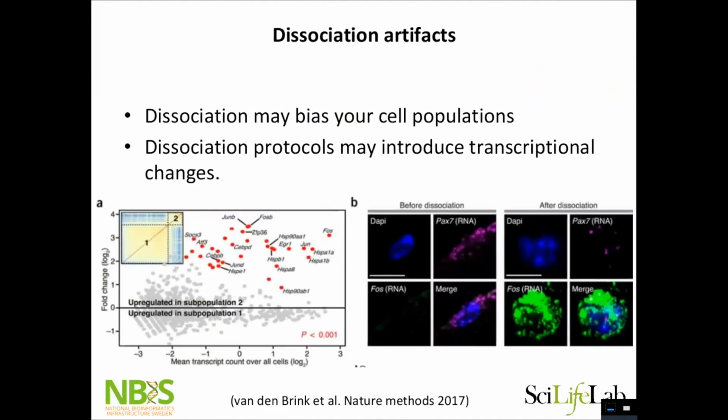And there is also a problem that you might get artifacts from the dissociation protocols. So this is one study where they showed actual induction of some genes during dissociation. They basically stained cells before and after dissociation, and you can see that there are a lot of genes that are upregulated. And they show that you can get artificial clusters of cells that are just a dissociation-induced effect. So it's good to keep in mind and check for in your data.